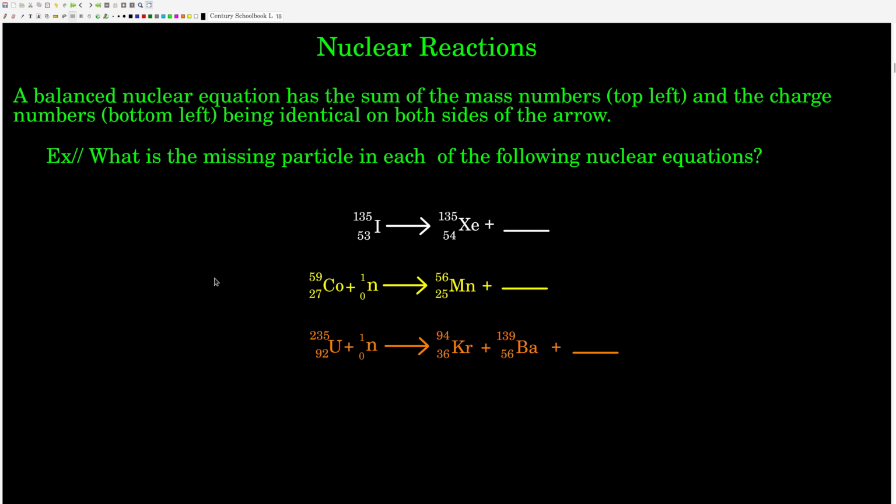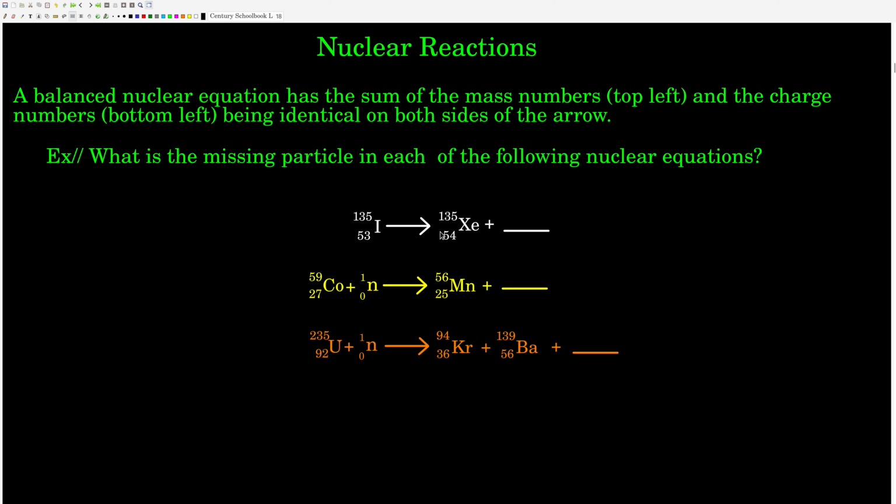So a nuclear equation describes a nuclear reaction. And during a nuclear reaction, mass must be conserved and charge must also be conserved. So we can use that to predict a missing particle, which is what we're going to do here. The idea being that the sum of all of the mass numbers on the left side of the arrow must equal the sum of all the mass numbers on the right side of the arrow. Similarly, the sum of the charge numbers on the left side of the arrow must equal the sum of the charge numbers on the right side of the arrow.